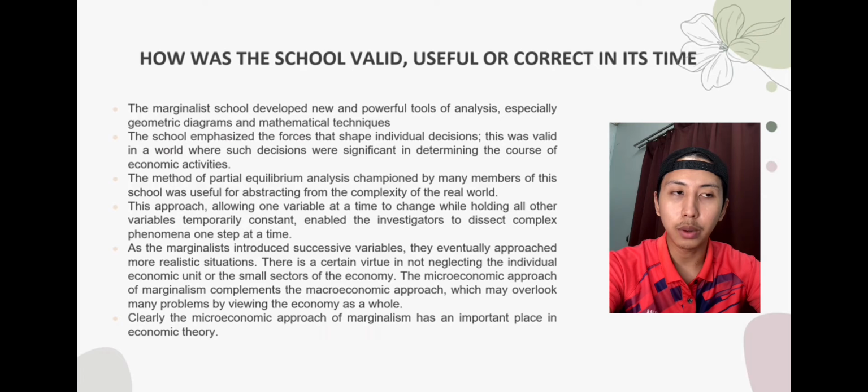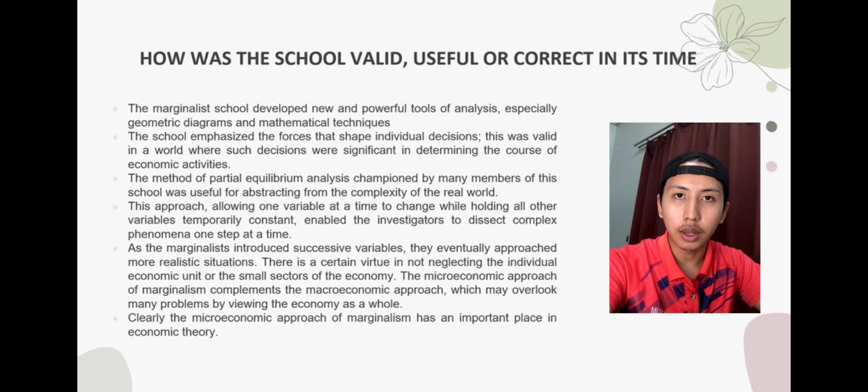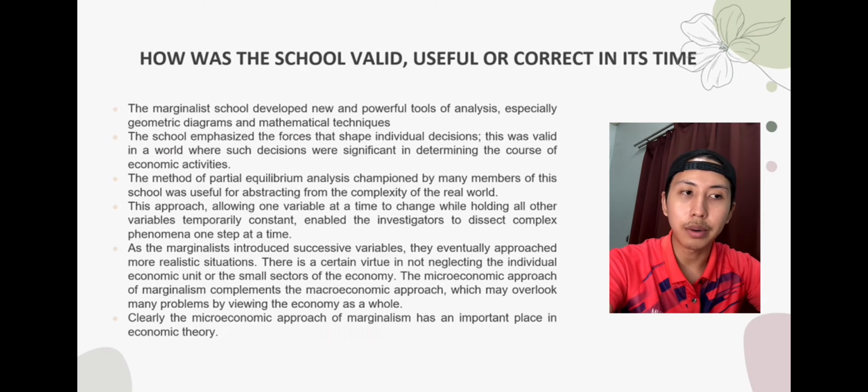The marginalist school developed new and powerful tools of analysis, especially geometric diagrams and mathematical techniques. The school emphasized the forces that shape individual decisions. This was valid in a world where such decisions were significant in determining the course of economic activities. The method of partial equilibrium analysis championed by many members of this school was useful for abstracting from the complexity of the real world. This approach, allowing one variable at a time to change while holding all other variables temporarily constant, enabled investigators to dissect complex phenomena one step at a time. As the marginalists introduced successive variables, they eventually approached more realistic situations.